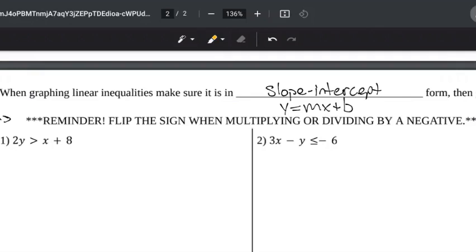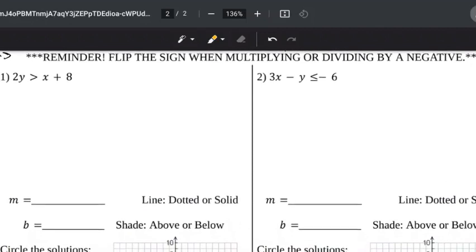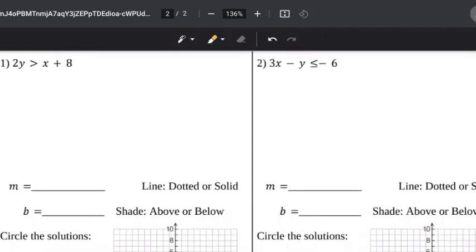We've been dealing with equal signs for this entire unit, or for a good portion of it. So now we just need to get back into that habit of when we're dealing with inequalities and we're multiplying or dividing by a negative, we need to flip the sign. So let's give these two a go here. Number one, we have 2y is greater than x plus 8. We have to get y isolated, so we want to divide by 2. And we divide everything by 2. So we're left with y is greater than, there's an imaginary 1 here, so it becomes 1/2 x plus 4.